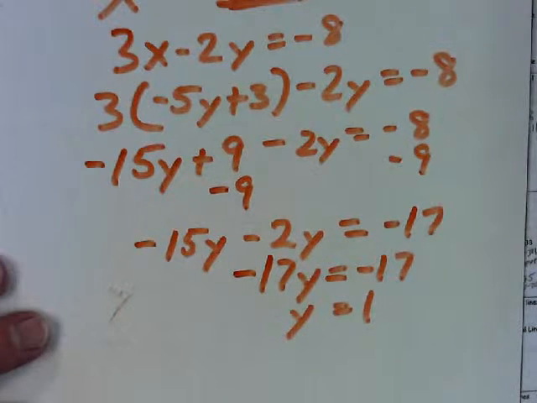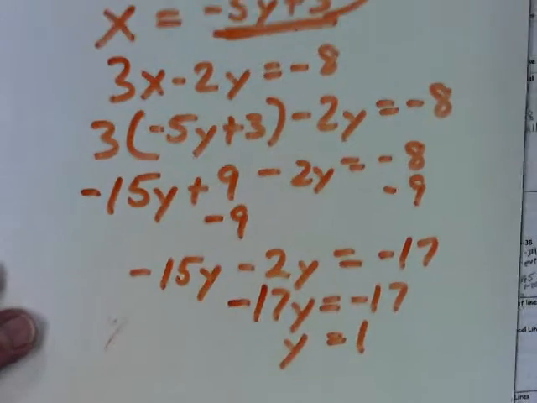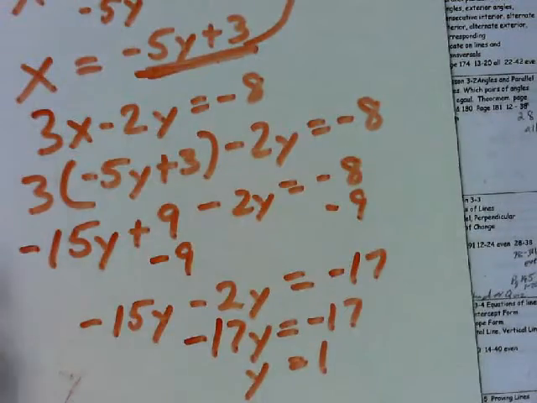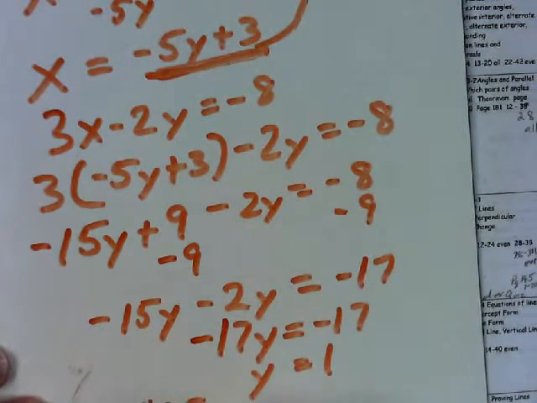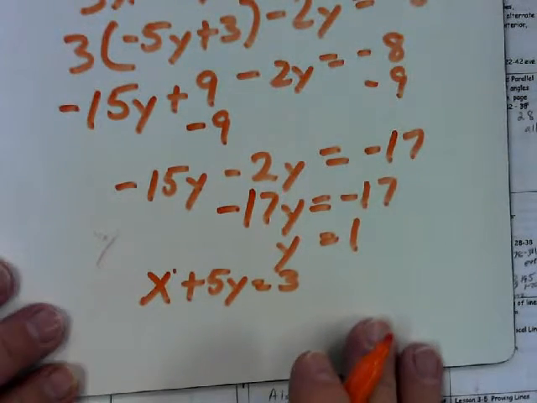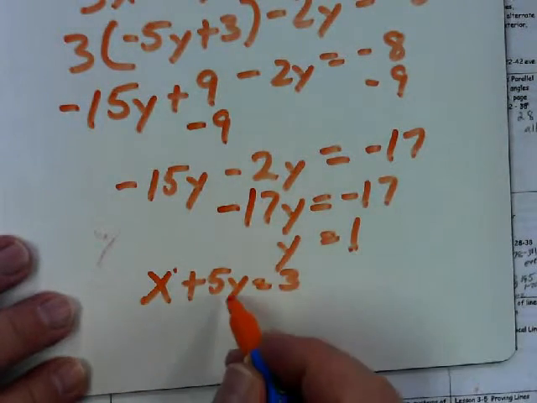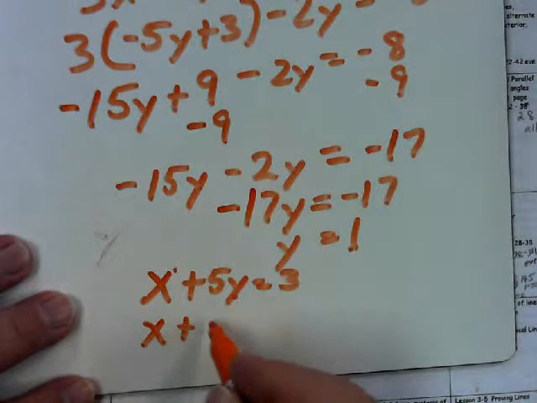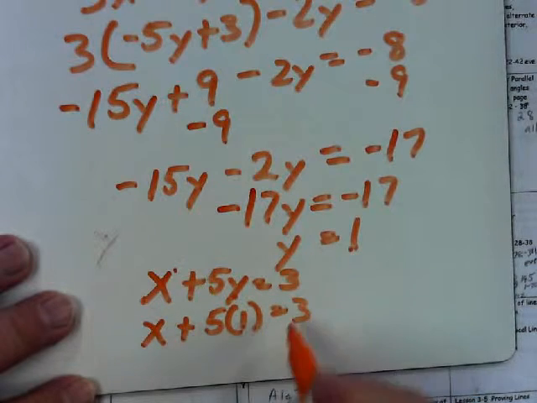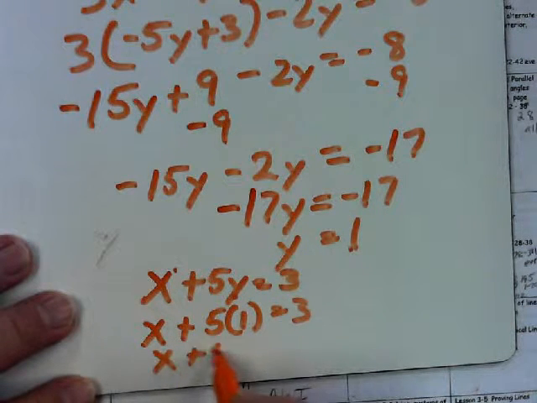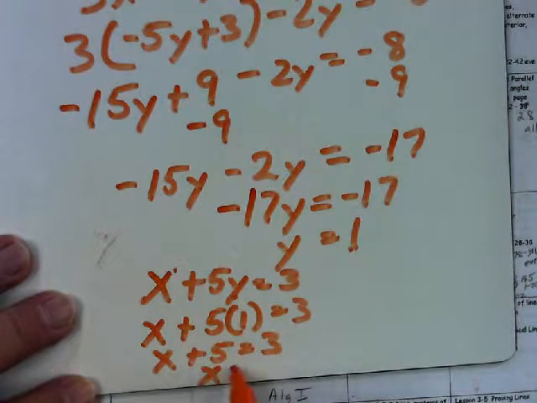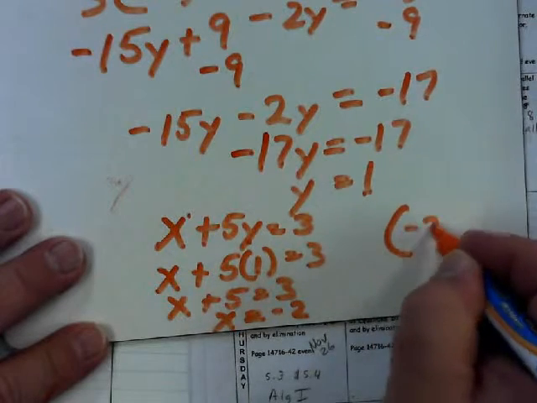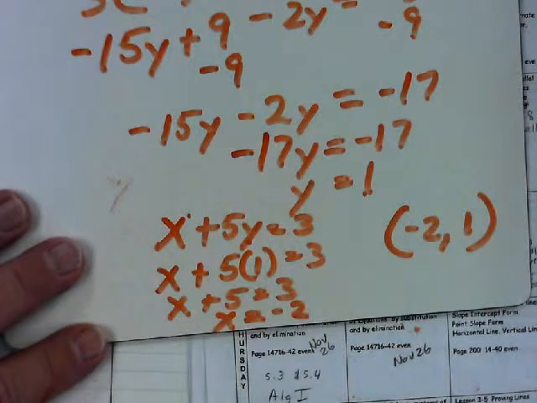Put it back into the equation. Which equation? The x plus 5y equals 3. Okay. So I'm going to take this 1, replace this y now again, correct? So I'd have x plus 5 times 1 equals 3. So x plus 5 equals 3, so x would equal what? Negative 2. So right now I have the point negative 2, 1, written as an ordered pair.